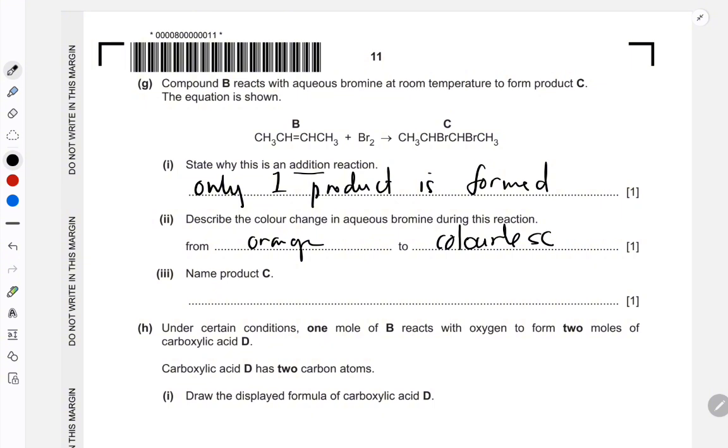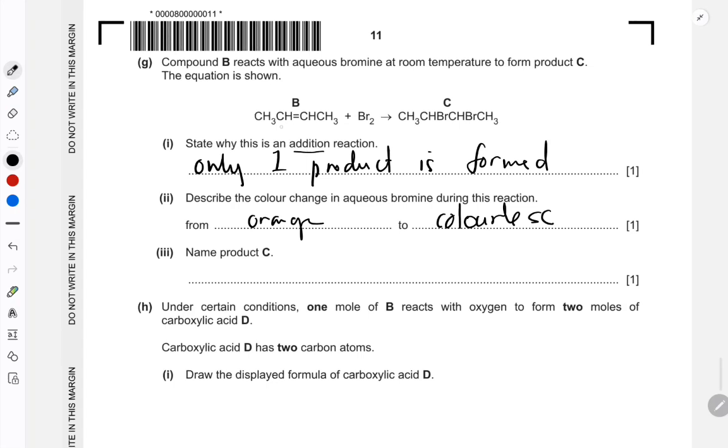Yeah? Name the product. Now it is on the second and the third carbon. Right in blue, second and the third carbon. So the bromine goes there. So what's the name? 2,3-dibromobutane. There's no double bond, right?